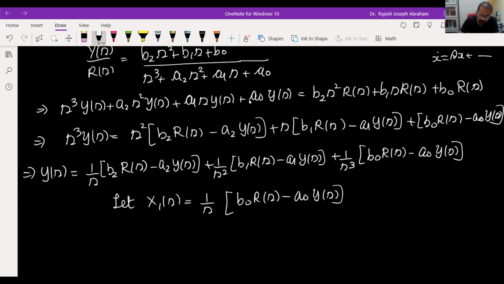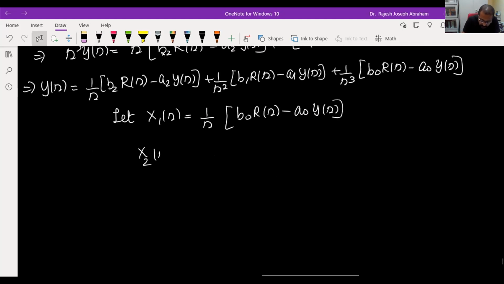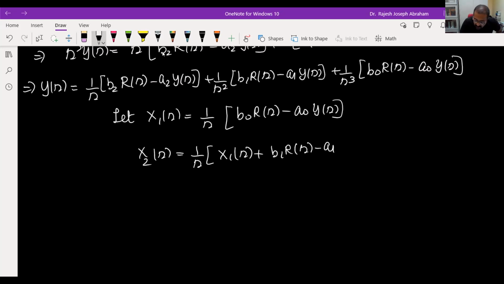So you see we have 1 by s, 1 by s square, 1 by s cube. They are all integrators in time domain, so they can be defined as state variables. I am considering 1 by s from the last term and the remaining terms here as x1. And what will be my x2? My x2 will be 1 by s into, since 1 by s is already outside, x1 of s plus b1 r of s minus a1 y of s.